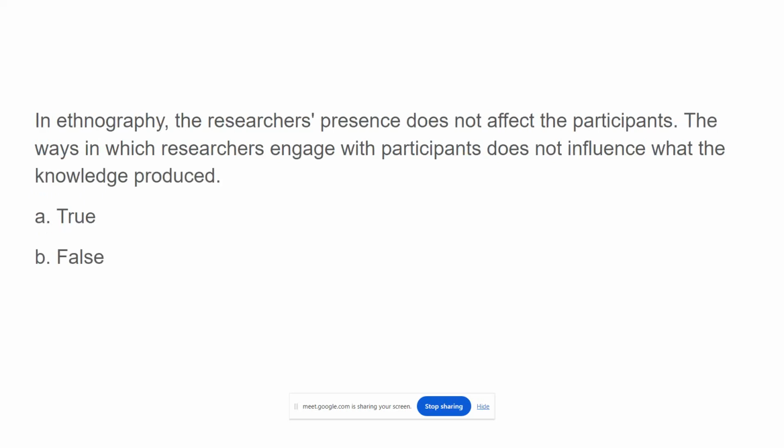In ethnography, the researcher's presence does not affect the participants. The ways in which researchers engage with participants does not influence what knowledge is produced. What do you think about that? Affect the participants. Ideally, it shouldn't, but does it not?